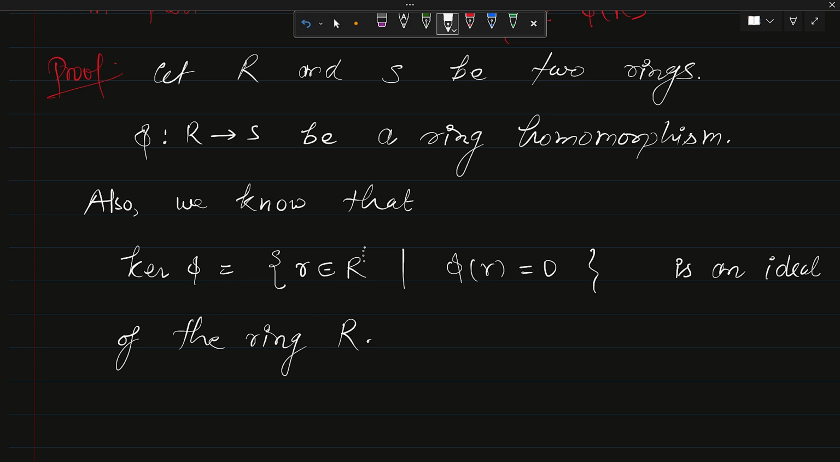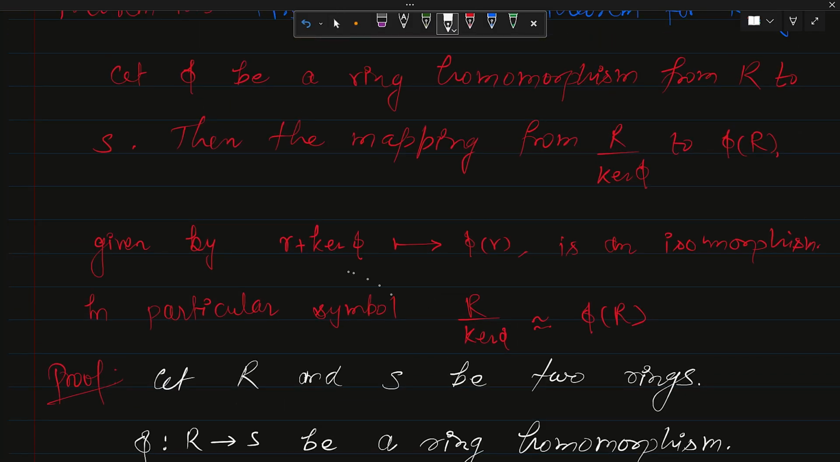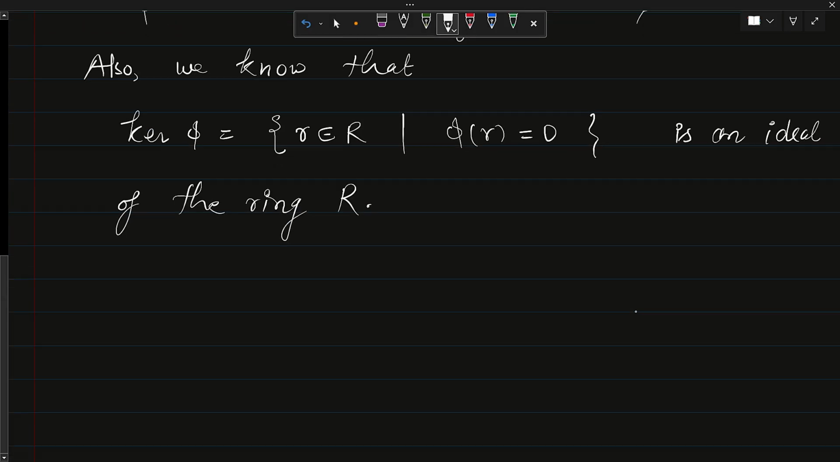Now we have to show that there exists a mapping from R upon kernel of phi to phi R. Okay, and we know how we can decide this phi R. Okay, so this phi R represents the range of this phi function. And we know that when we define a function onto the range, then this phi becomes the onto function from R to phi R. Okay, so let us have this one also.